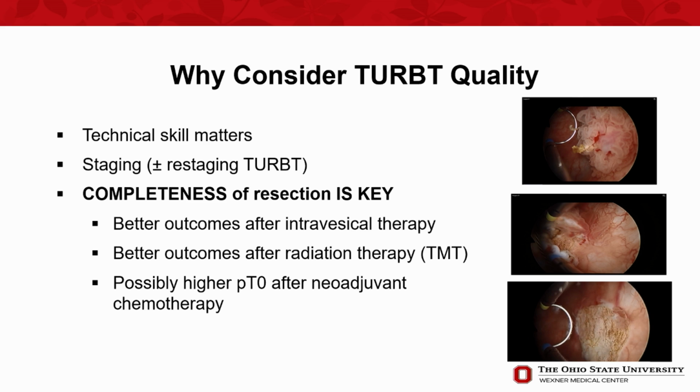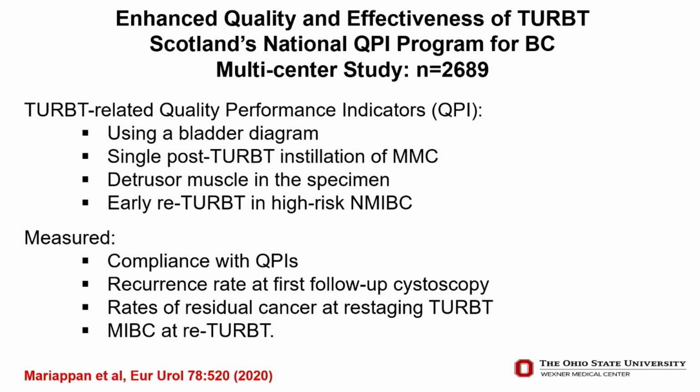Why is that? Well, there's clinical evidence that demonstrates that the quality of TURBT, or the completeness of TURBT, can certainly impact outcomes. We generally feel that there are better outcomes after intravesical therapy for non-muscle invasive bladder cancer patients with a high quality TURBT. There are better outcomes, as we know, after radiation therapy. The completeness of TURBT affects outcome in muscle invasive patients who are being treated with chemoradiation, and there are possibly higher pT0 rates after neoadjuvant chemotherapy after high quality TURBT. So there are several aspects of clinical care in bladder cancer where the TURBT can affect outcomes.